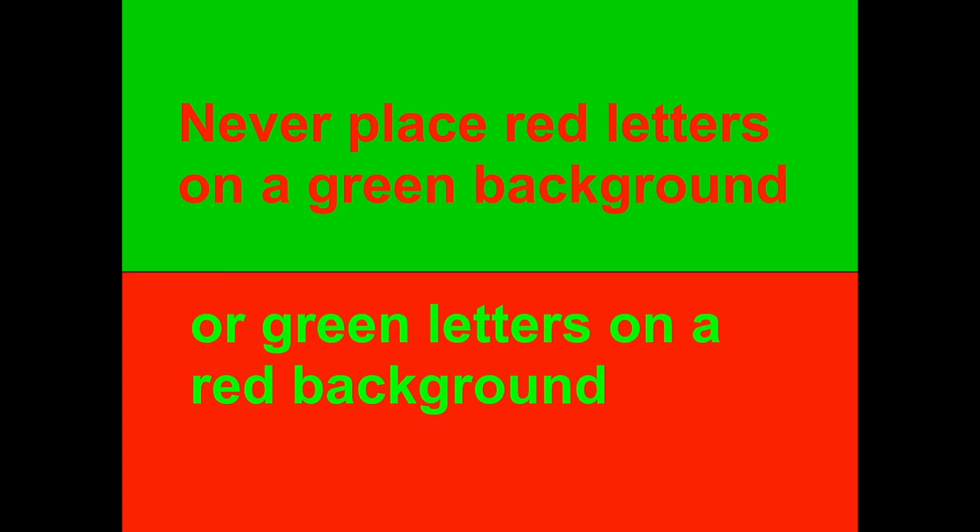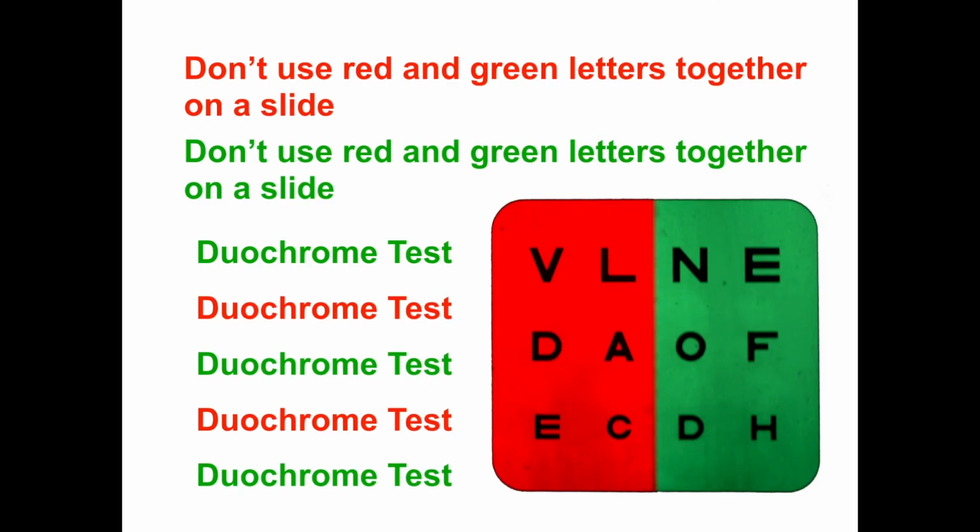Another rule, never place red letters on a green background or green letters on a red background. In the eye, shorter wavelengths of light like green are focused in front of the longer red wavelengths. Whether red or green letters appear sharper depends on an individual's refractive error and adequacy of correction. Ophthalmologists and optometrists often use a duochrome test based on this principle when prescribing glasses. You don't want to do a duochrome test on your audience.